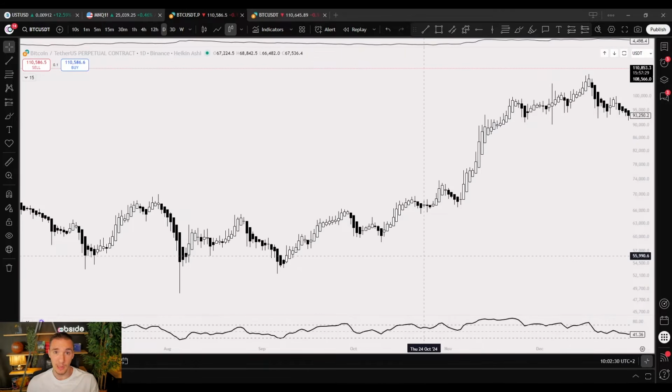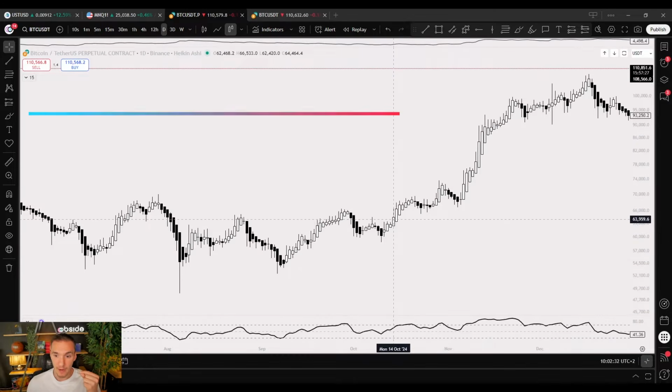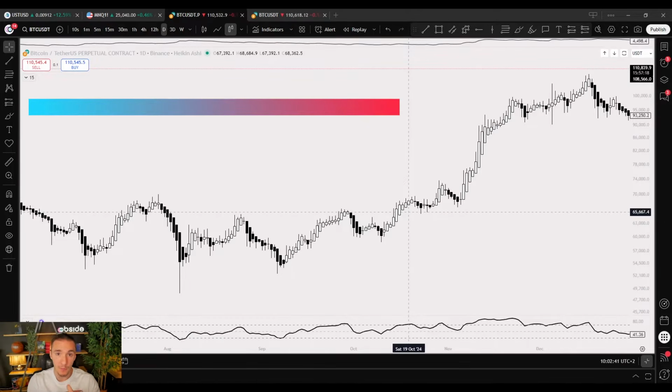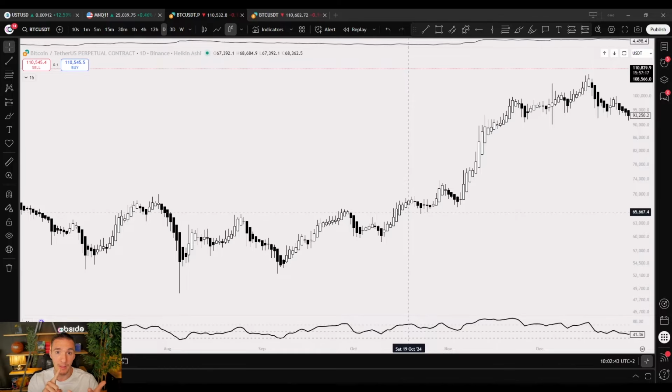Here is how the formula works in simple terms. For each candle, the close price is the average price on that candle. So it is the average of the open, the high, the low, and the close price of the candle. So the close that you see on each Heikin Ashi candle is actually the average price of the current candle.